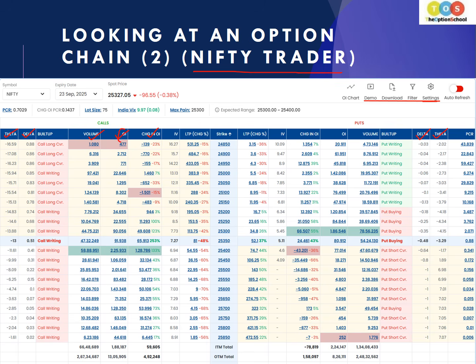So the first is open interest. Open interest is basically all the open contracts which are traded on that particular strike.